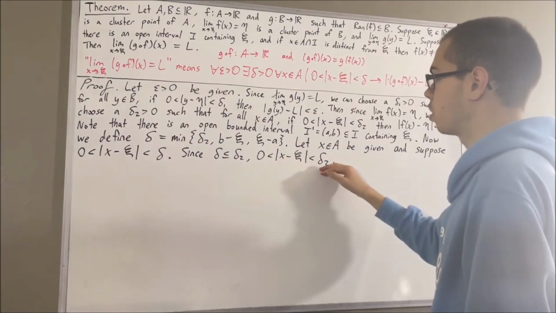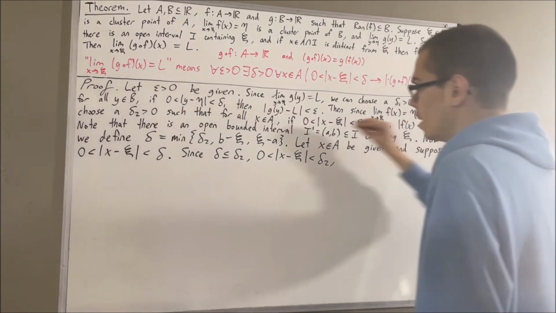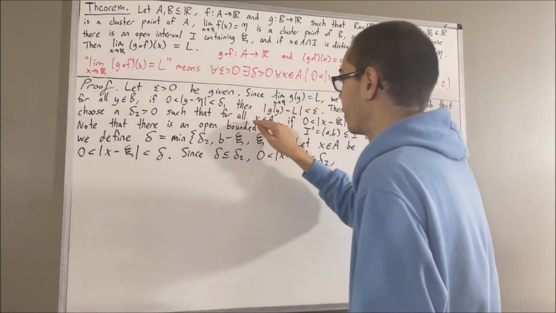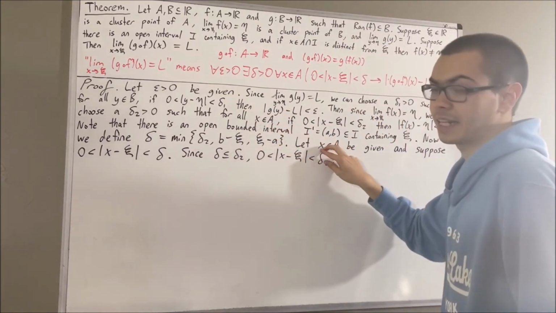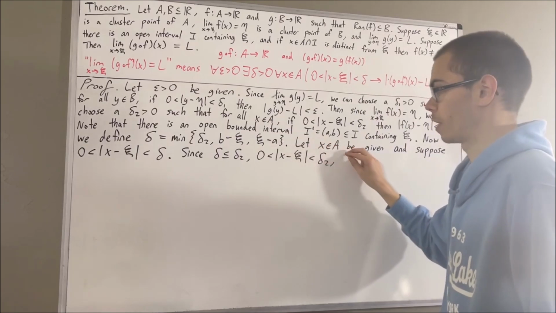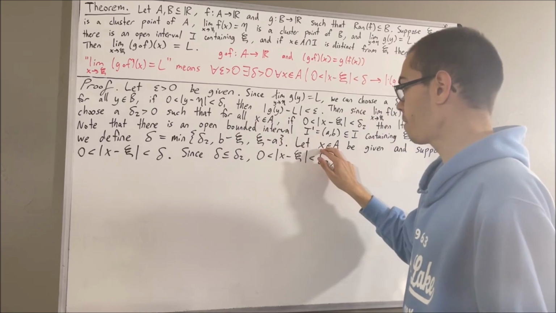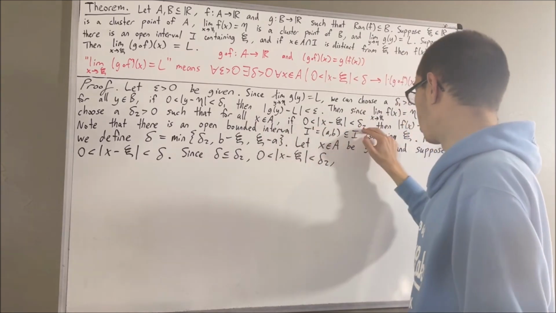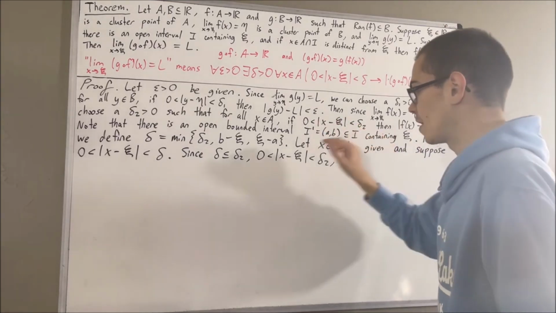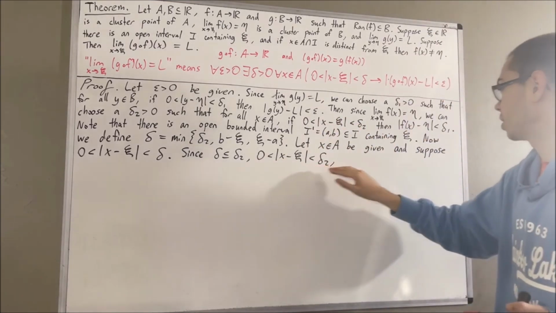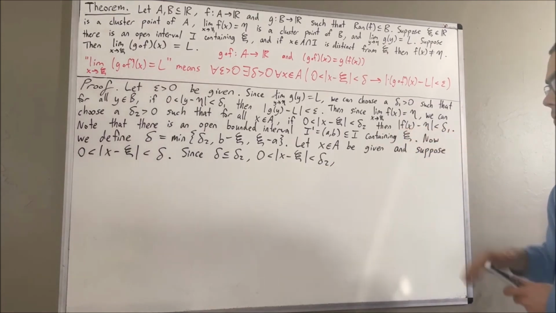And because of this inequality, we can use the fact that this statement is true, right? This statement works for every element in A. So in particular, it must work for the x that we introduced into our proof right here. So taking x to be the x we introduced into our proof right here, we have if this is true, then this is true. Well, we know that this is true. That's what we have right here. Therefore, we can conclude that the absolute value of f of x minus eta is less than delta 1.